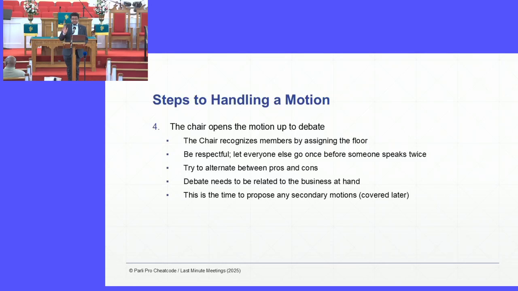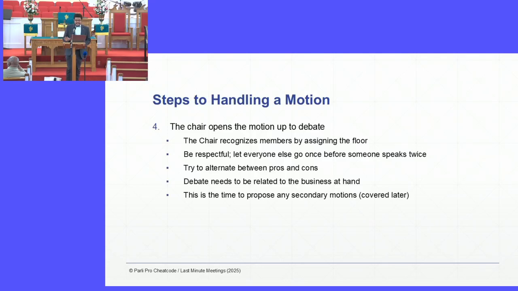And so there are different principles, right? The chair is supposed to let everyone speak a first time before someone else is recognized a second time. To the extent that the chair is aware, they can try to alternate between pro and con. If you know who might be for and against it, or the chair can say, we've had speakers speak in favor of this. Does anyone want to speak against this? Whatever the case may be, to keep the debate fair and balanced.